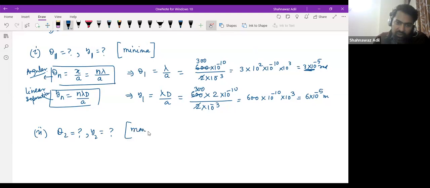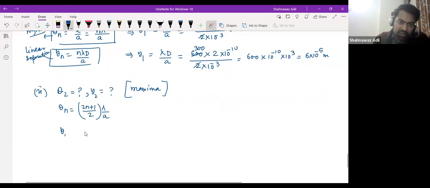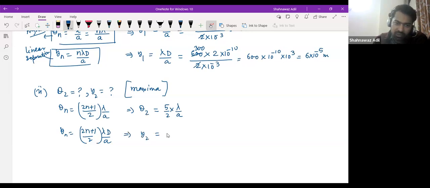For the maxima one, what do we know? We know that theta n is (2n plus 1) by 2 lambda by a for maxima, and yn is (2n plus 1) by 2 lambda d by a. So these are for maxima. And we have to find out theta 2, which is 2 into 2, 4 plus 1, 5 by 2 lambda by a, and y2 is 5 by 2 lambda d by a.